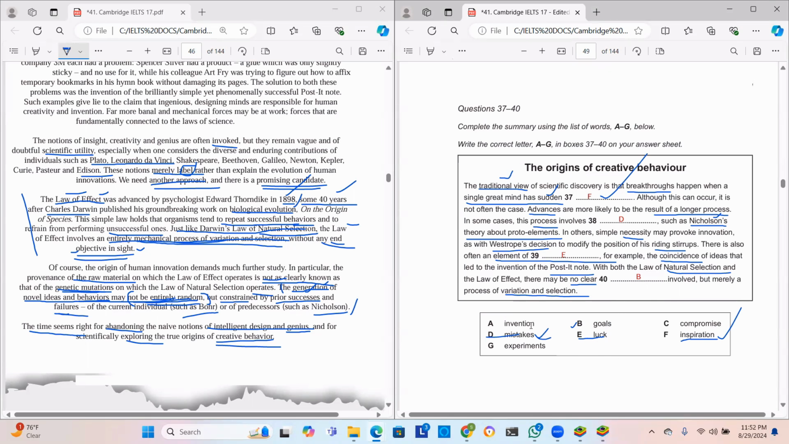So be careful. This can be tricky and this can be difficult for you guys. But just concentrate. Try to improve your vocabulary. So I hope you understood today's video and the passage.